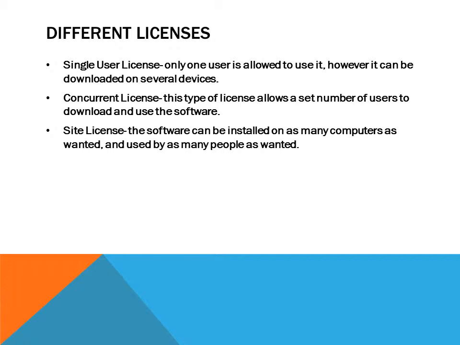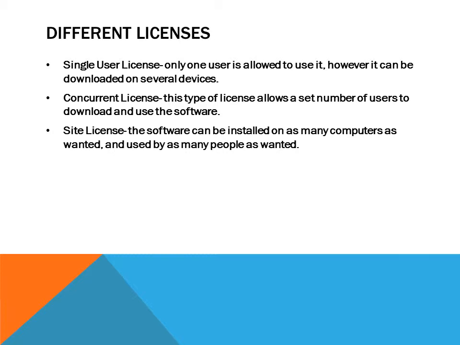site licenses. A single user license is when only one user is allowed to use the software. However, it can be downloaded on several devices. What this means is only one person can use the license, but it can be downloaded on different devices such as a laptop and a desktop. That way it can be used at different locations.